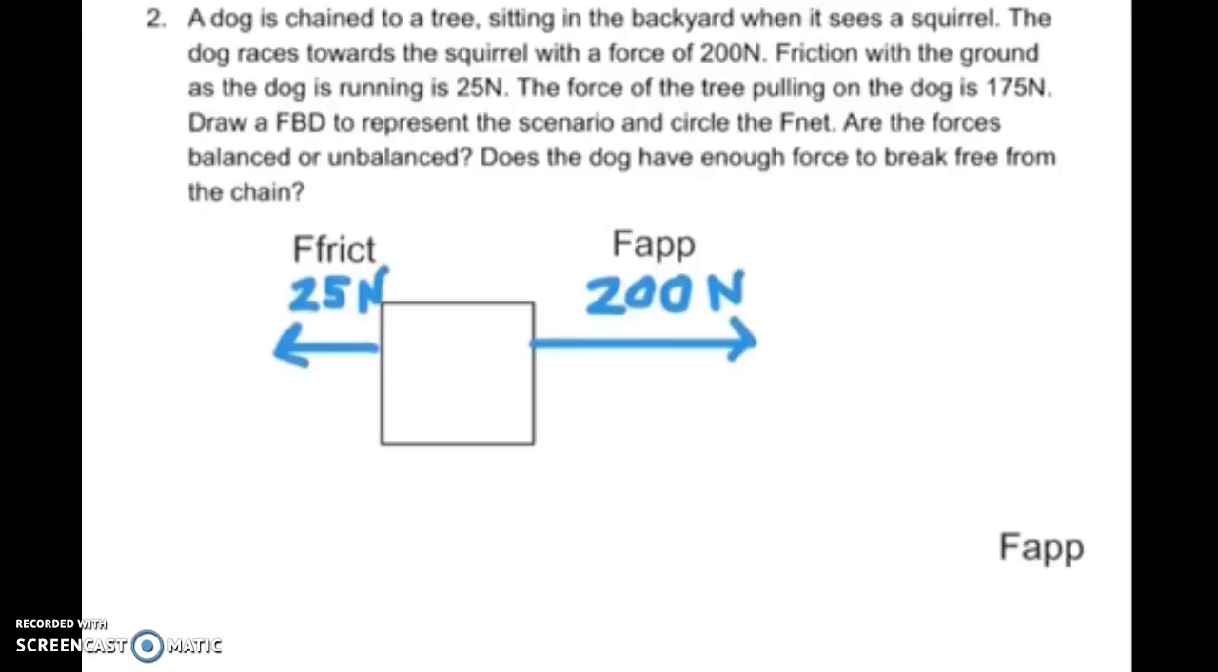The next part says the force of the tree pulling on the dog is 175 newtons. The tree is pulling on the dog, so it means it's going to go the opposite direction of the dog. We're going to label that 175. And again, we're going to put that as applied force.